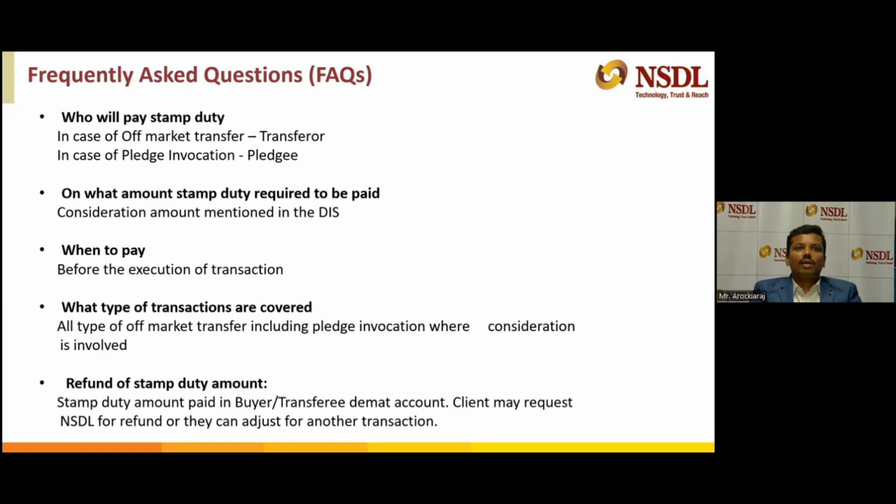So with this, I conclude my presentation. If you have any questions, you can reach out to NSDL at the email ID mentioned in the previous slides. And I hope this presentation helps investors and depository participants understand the importance of stamp duty, how the stamp duty is collected by NSDL, and how it is used at the time of execution of transactions.